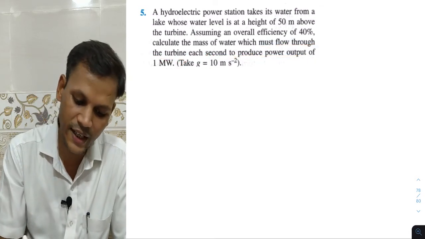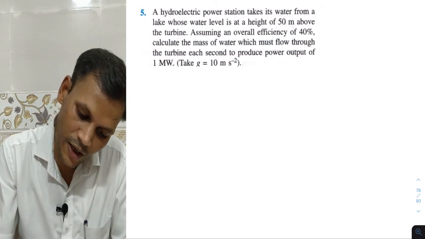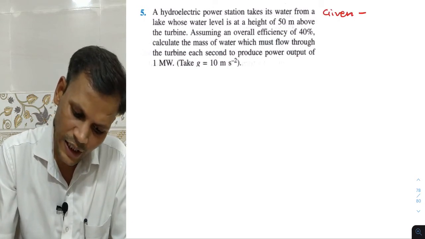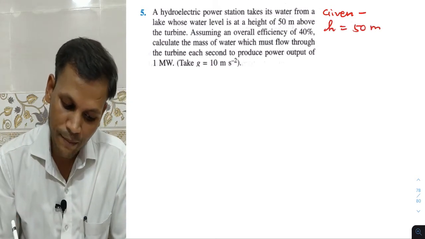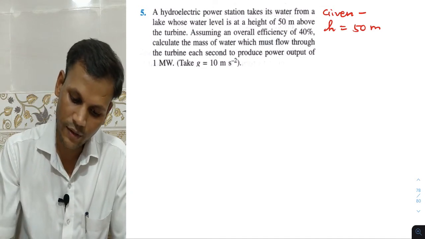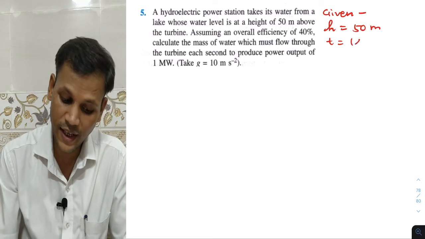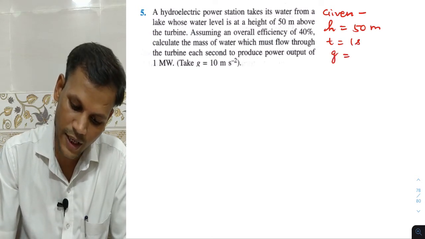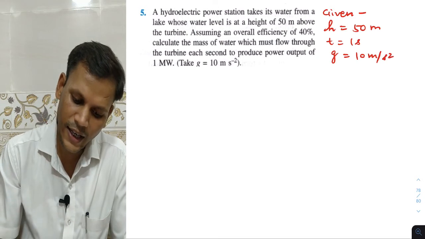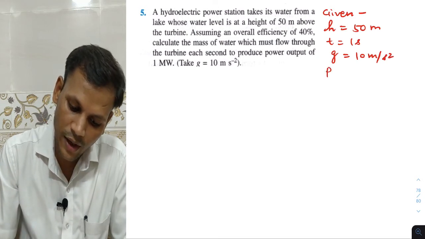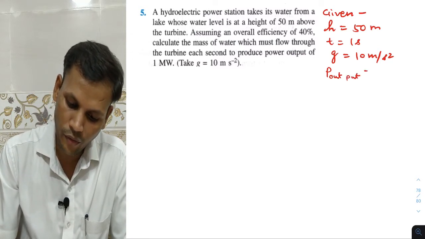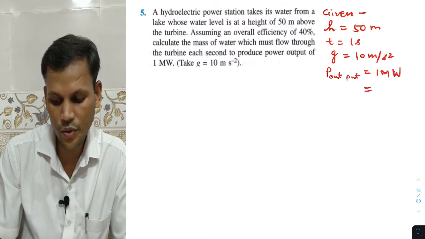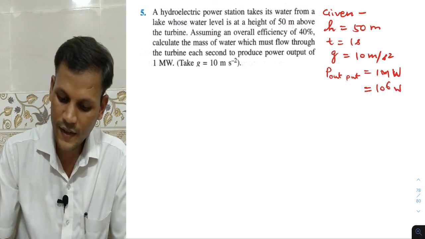So what information is there? In the given part we can say height h is 50 meter, efficiency is 40%, time is 1 second, meaning it is per second, g is 10 meter per second square, and power output is equal to 1 megawatt. Mega means 10 raised to 6, so it is 10 raised to 6 watt.